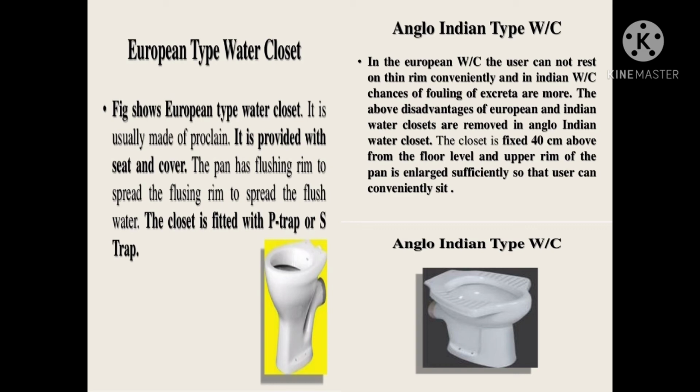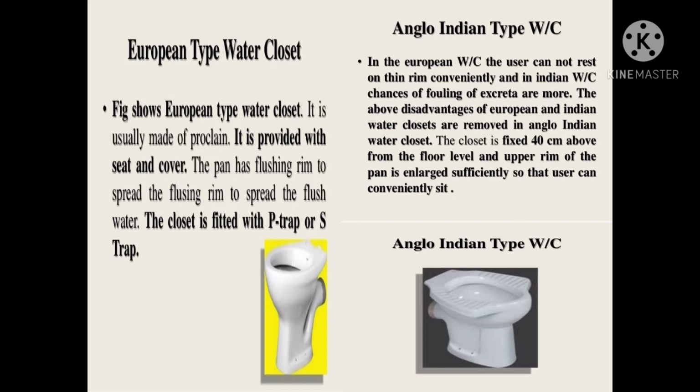In the European water closet, the users cannot rest on the thin rim conveniently, and in the Indian water closet, chances of fouling of excreta are more. The above disadvantages of European and Indian water closets are removed in the Anglo-Indian water closet. The closet is fixed at 40 cm above the floor level, and the upper rim of the pan is enlarged sufficiently so that the user can conveniently sit.